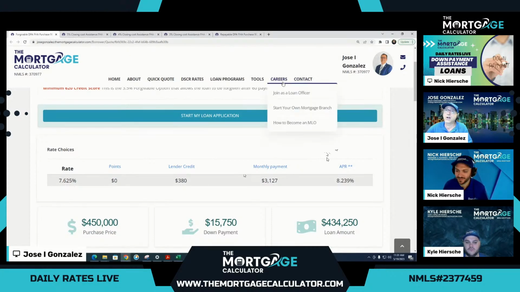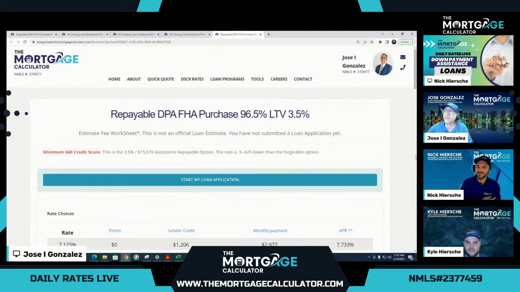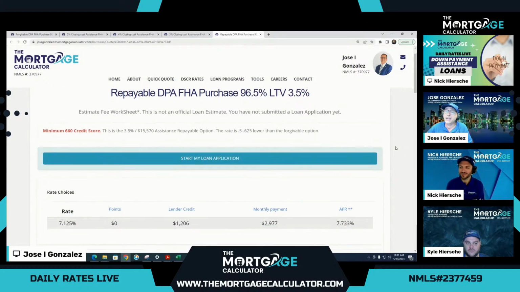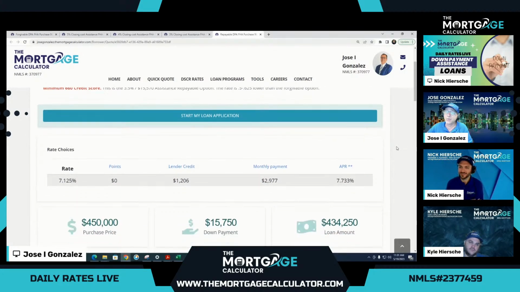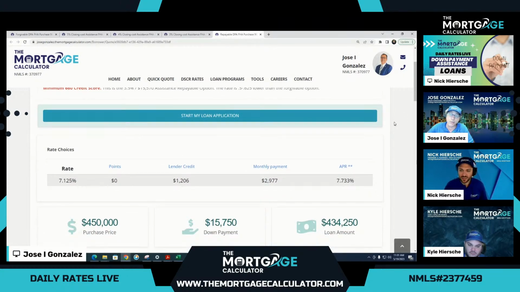So this is our forgivable option. So you can see the difference. This is our repayable option. Now you will note, same loan amount, nothing changes here. The only thing that's changed is the option has different pricing. Now this one does have a minimum 660 credit score, and you say, well, why would anybody go for the repayable option? It just has to do with the pricing on the rate, right? You get a little bit better pricing there.